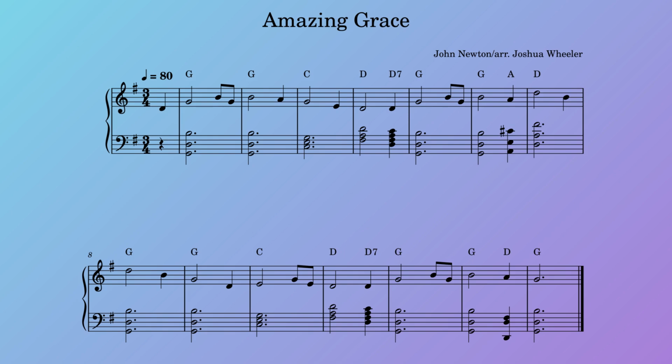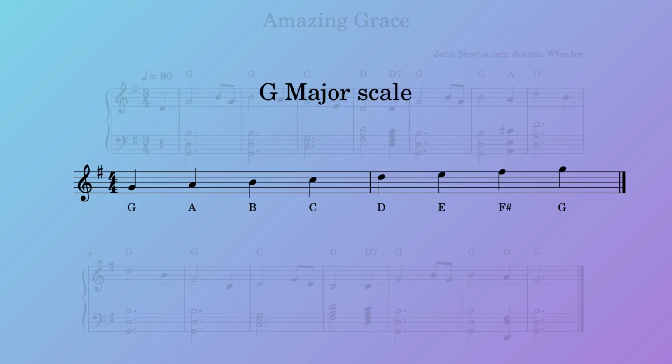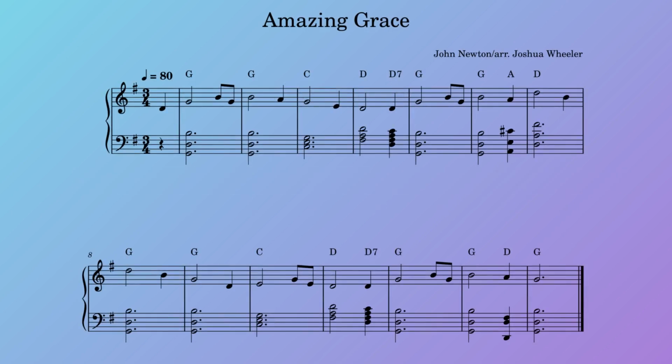Our first example for today is the old gospel classic Amazing Grace. In the key of G major, our dominant chord is D major, because D is the 5th note of the G major scale. We can see a regular resolution from 5 to 1, or dominant to tonic, right here at the end of the song. Now let's hunt for our secondary dominant.